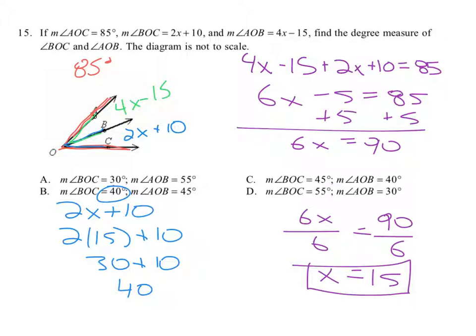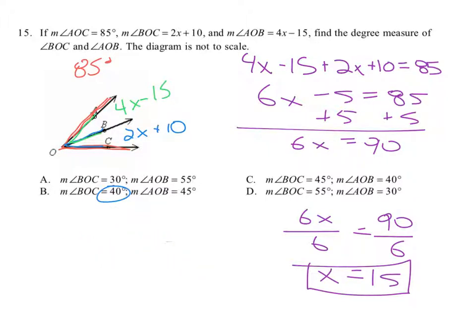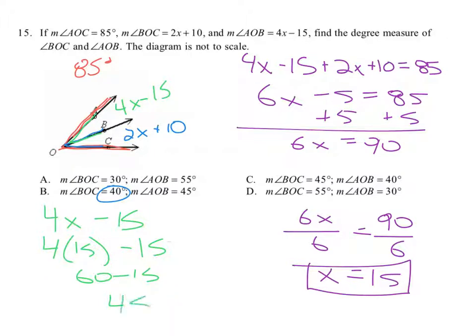So let's just verify by plugging into the other one and make sure that we're correct. And then they want to know what is AOB. AOB is in green, and we have that one as 4x minus 15. So we substitute in 15 for x, 4 times 15 minus 15. 4 times 15 is 60. 60 minus 15 is 45.